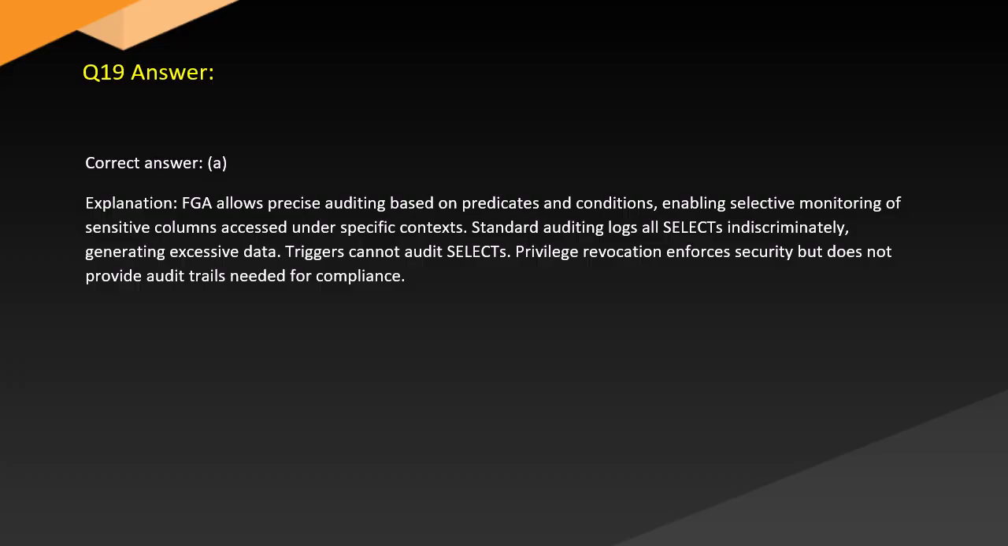Answer. Correct answer. A. Explanation. FGA allows precise auditing based on predicates and conditions, enabling selective monitoring of sensitive columns accessed under specific contexts. Standard auditing logs all selects indiscriminately, generating excessive data. Triggers cannot audit selects. Privilege revocation enforces security but does not provide audit trails needed for compliance.